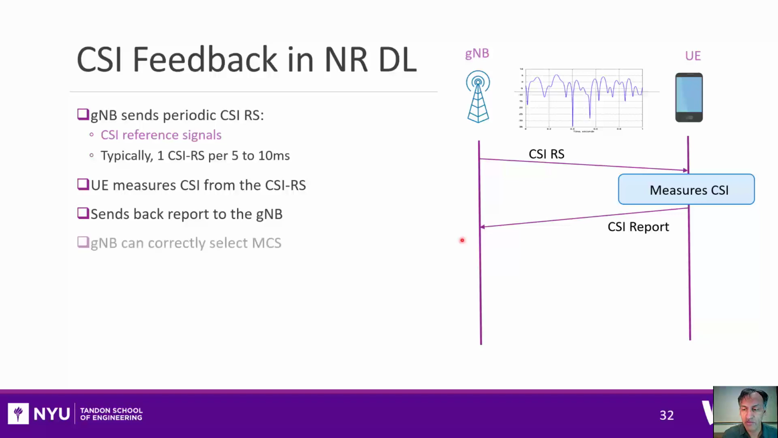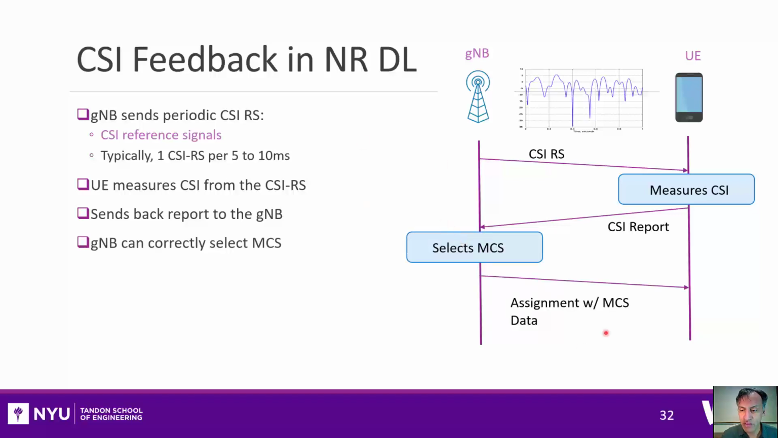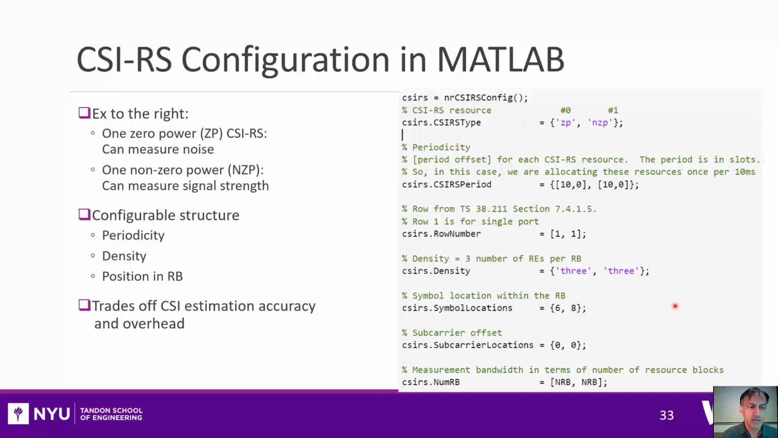Based on that SNR, the base station can then select the MCS whenever it decides to schedule the UE and make that assignment with a much more accurate selection. So that's the basic principle. It's pretty simple. Let's go into a little bit more detail. The first thing is about the configuration of the CSI-RS. Again, as I said, it's very configurable, and there's no need to go into all the details. I just want to say a couple of things.